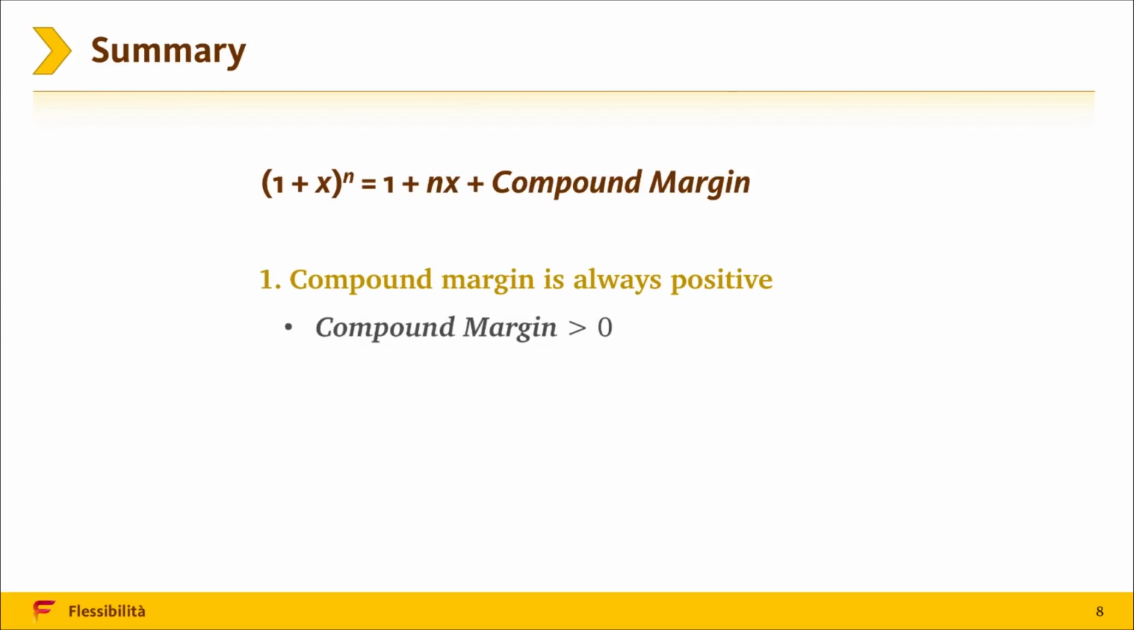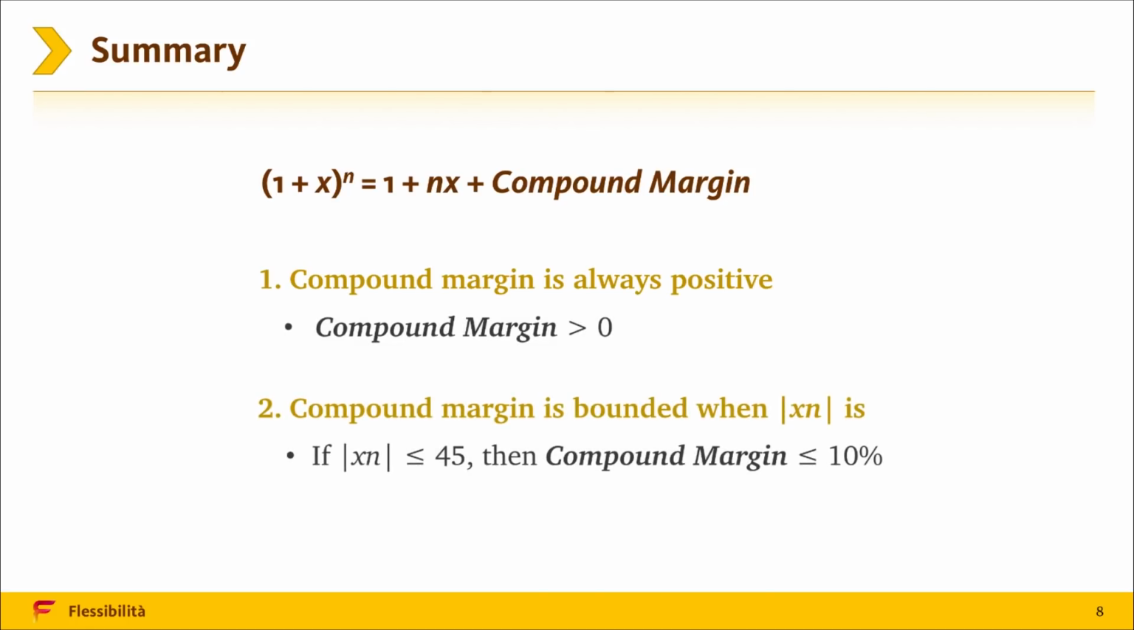Let us synthesize what we have learned today. We express compound growth via simple growth plus a certain number called contribution margin. Contribution margin has two important properties. 1. It is always positive. 2. If X and N are sufficiently small, that means not exceeding 45 in absolute value, the compound margin is also small, not exceeding 10 percentage points.